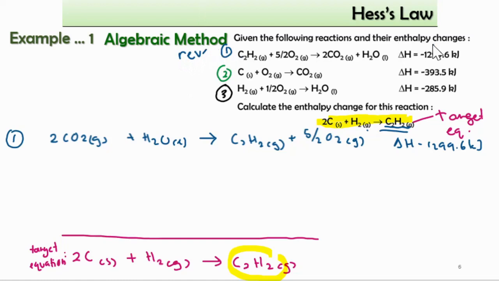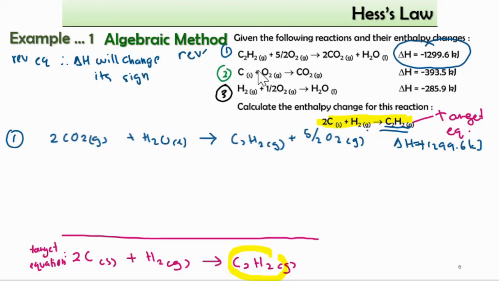So what happened to your delta H sini? Dekat sini dia akan berubah jadi positif. Okay, whenever you reverse equation, remember that delta H will change its sign. Okay, so kalau negatif jadi positif, kalau positif dia akan jadi negatif. So the second equation, nombor 2, karbon tambah oksigen jadi CO2. And this is your enthalpy. So for the second one, kita tak perlu reverse, kita just tulis semula the second equation.